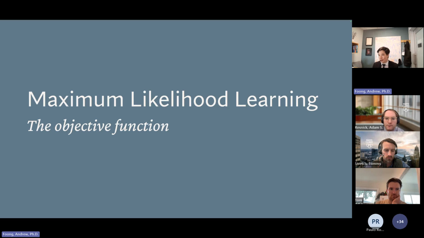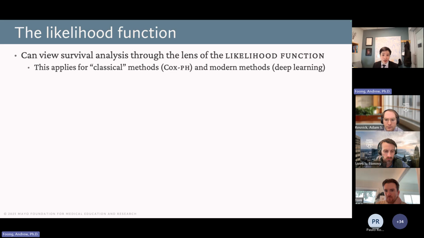So the way we approach this is similar to the way we approach any other kind of probabilistic modeling problem, and that's maximum likelihood learning. And it provides us an objective function to mathematically optimize. So let's talk about the likelihood function. You can view all survival analysis as just ways of running this kind of maximum likelihood procedure. And this is going to apply for classical methods like Cox proportional hazards. And it's also going to apply equally well for modern methods like deep learning.